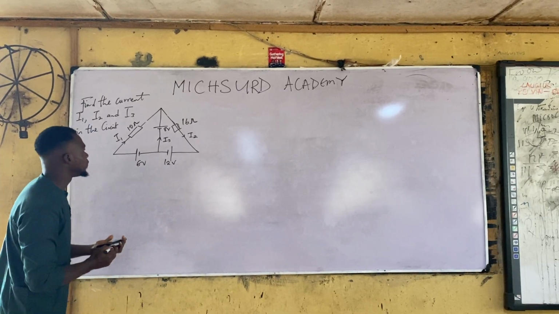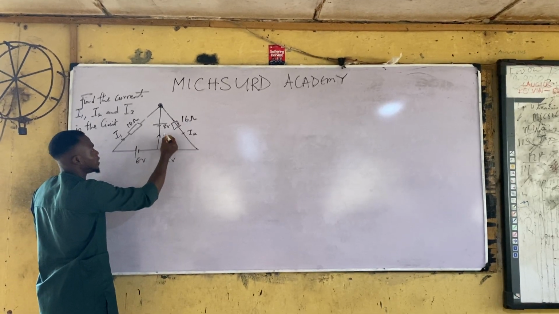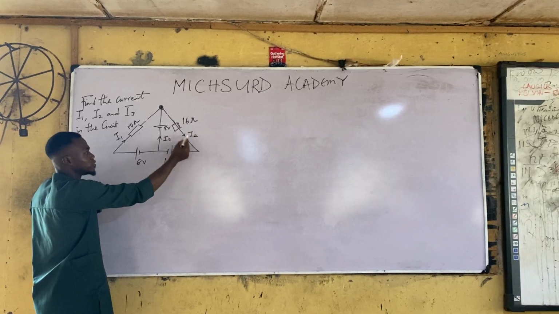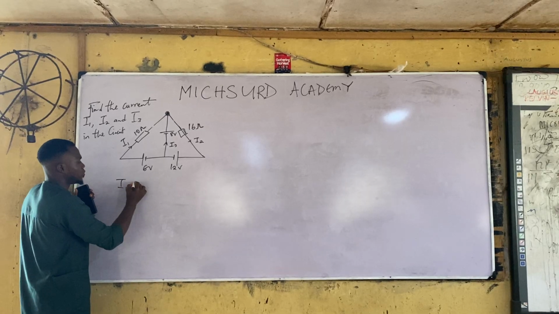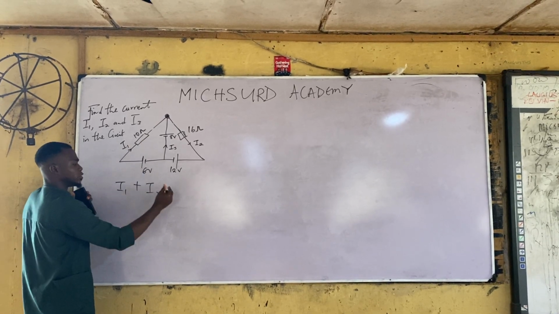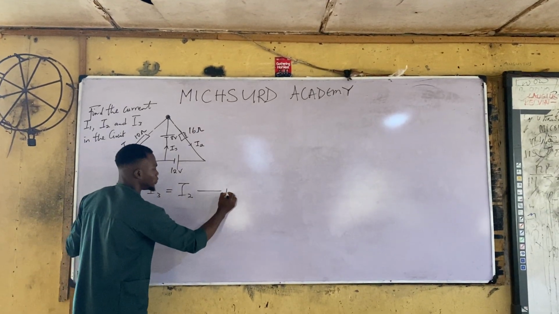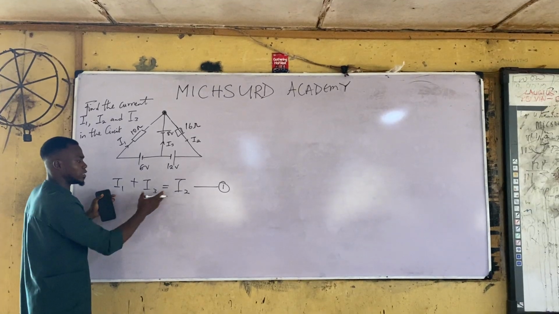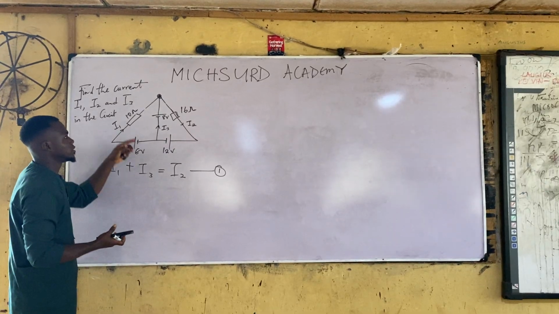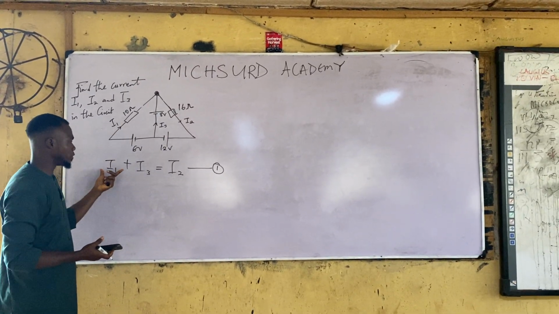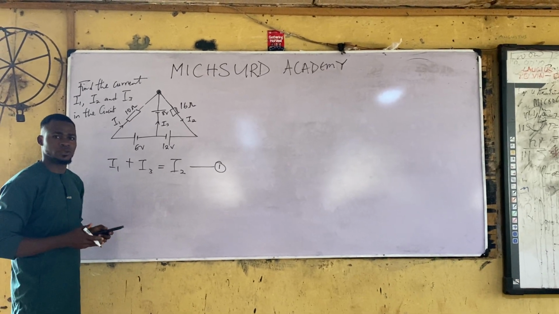Now, if we look at this current, I1 is entering this junction. We can also see that I3 is also entering the junction, but I2 is leaving the junction. So in that case, one can say that I1 plus I3, which is entering the junction, is equal to I2, which is leaving the junction. Now I will call this equation 1. Because we are able to get a relationship between I1, I2, and I3, now we need to get the other relation that can help us get the values of I1, I2, and I3. That is where the second law of Kirchhoff comes in.